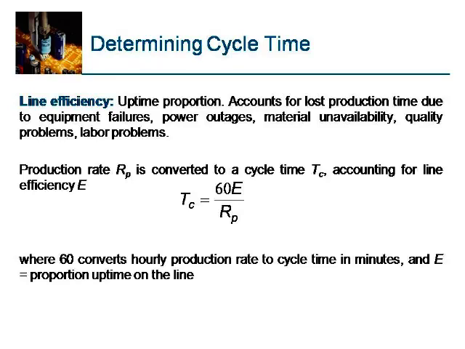So TC is equal to, normally if line efficiency is 100%, 60 by RP. RP is the number of parts per hour, and TC gives you the number of minutes, and E gives you the efficiency. If E is 100%, it is 60 by RP, otherwise E must be less than 1, where 60 converts hourly production rate to cycle time in minutes, and E is proportional to uptime of the line.